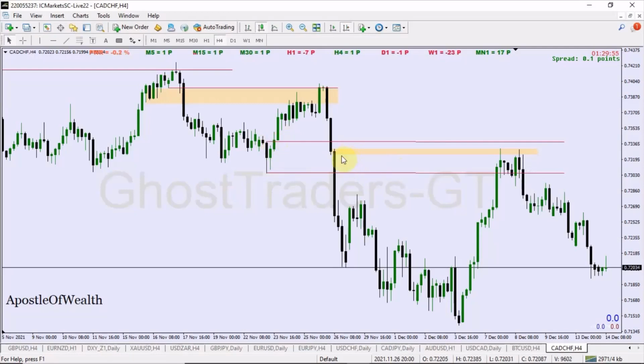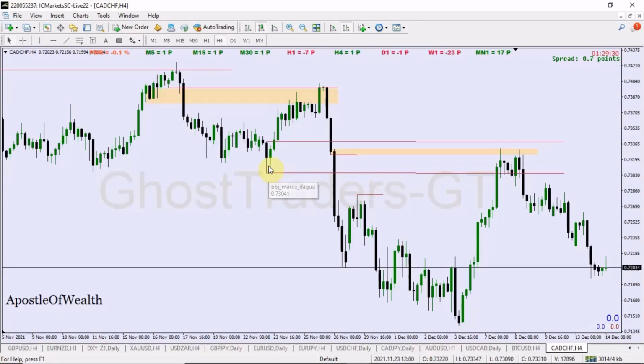But if you look here, you get to see that we have something so interesting, which is a fair value gap at this level here. So we have a fair value gap here, a fair value gap here, we have a fair value gap here. So these are fair value gaps that need to be closed.